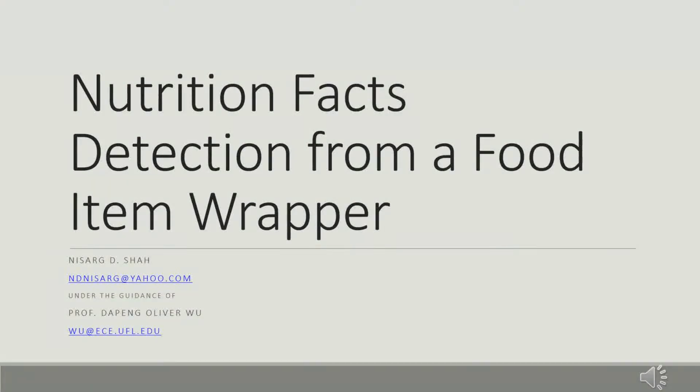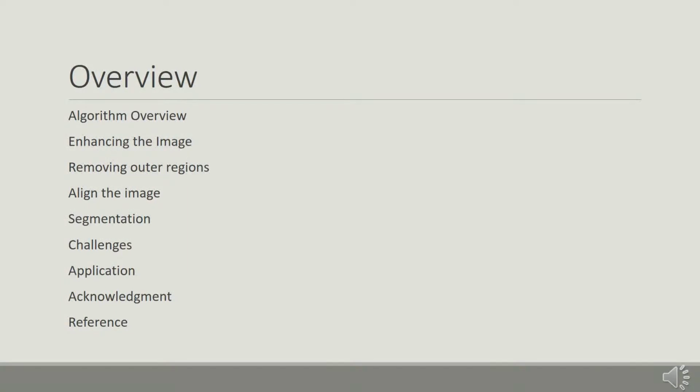This presentation is on a project I did on nutrition facts detection from a food item wrapper. So here is a very general overview of what we're going to see today. We're going to start with the algorithm overview. There are some parts of the algorithm which I'm going to explain in detail, which are enhancing the image, removing the outer regions, aligning the image, segmentation, some challenges that I faced during this project, application of the project, acknowledgement, and references.